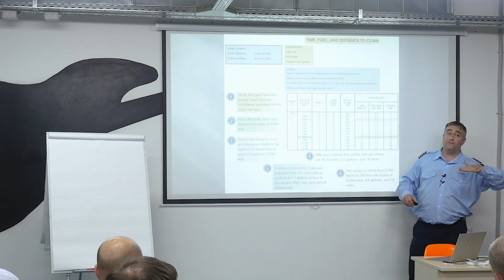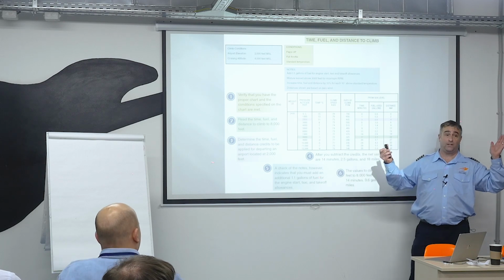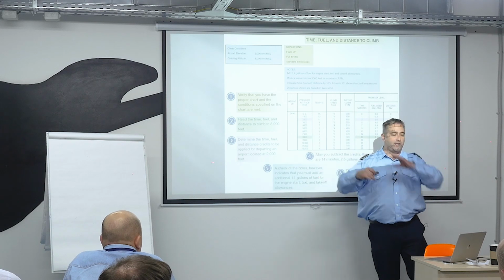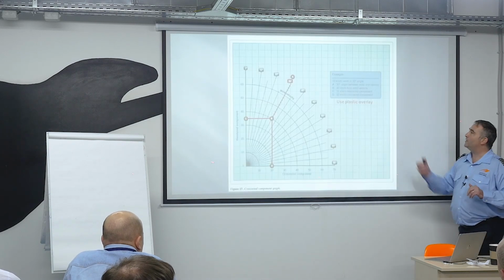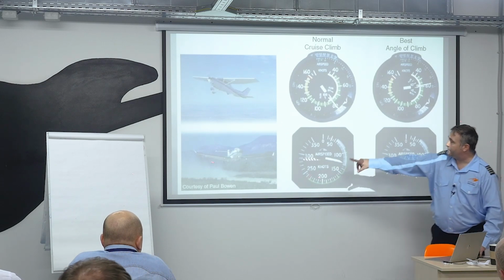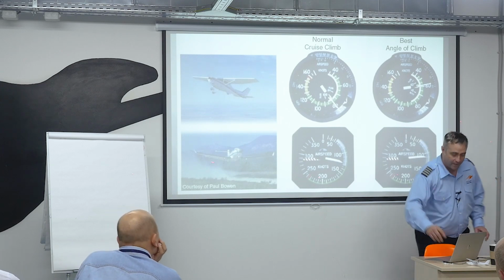There's been times where I've needed a best angle of climb to get over a few obstacles at some airfields that I was landing at. But I only use that for the first 60, 70, 80 feet, done. And then I go straight to a cruise climb. A cruise climb, if I look at the difference here, and yeah, I got it. They're trying to show me the difference between two different airplanes.